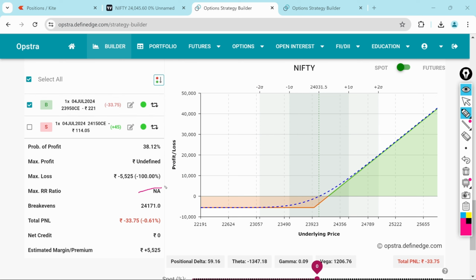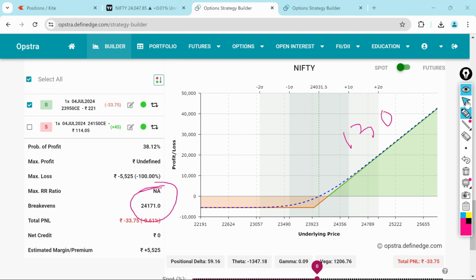Another very important point is the break even. Break even over here is 24,171. That means the market has to move up around 130 points. Currently Nifty is trading around 24,030 plus. So the market has to move 130, 140 points, and only then will I be in profit.